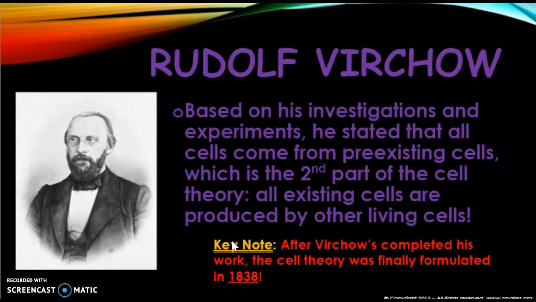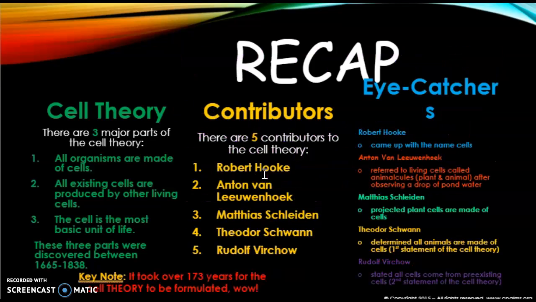The last and final person to add to this, who gave us the final piece that completed cell theory, is Rudolf Virchow. Okay, and through his experiments, he was able to discover that cells come from other cells, or all new cells come from pre-existing cells. This led to the third and final part, or what they call the second part here, of cell theory, which noted that all existing cells come from other cells.